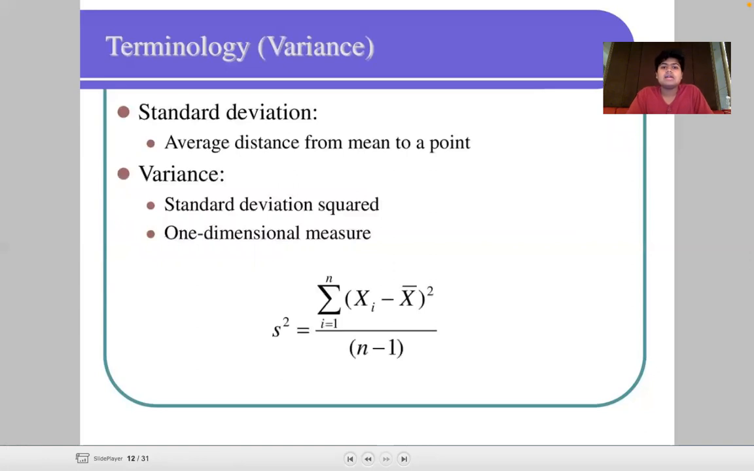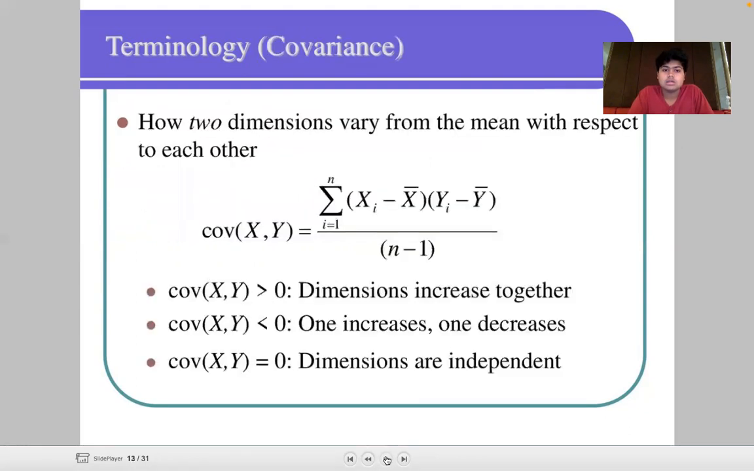Coming to the standard deviation: the average distance from the mean to a point is known as the standard deviation. And variance is the standard deviation squared, a one-dimensional measure. Variance, s squared, equals the summation for i equals 1 to n of x of i minus x bar, whole squared, divided by n minus 1. Let's see how two dimensions vary from the mean with respect to each other.